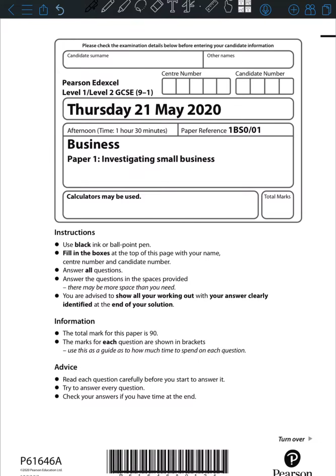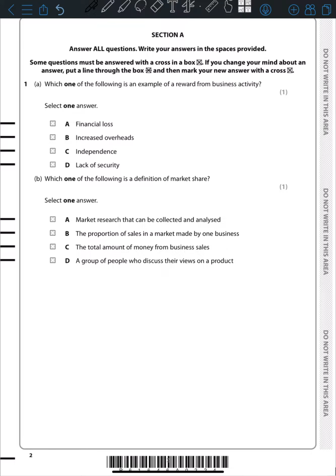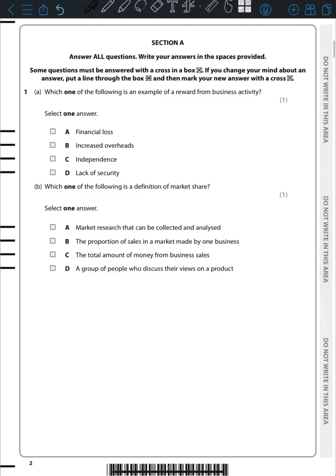This is the May 2020 paper, which is paper 1, and as you know, the paper is divided into 3 sections, section A, B, and C. For today, we are going to do section A of the paper, and later we'll do the rest of it.